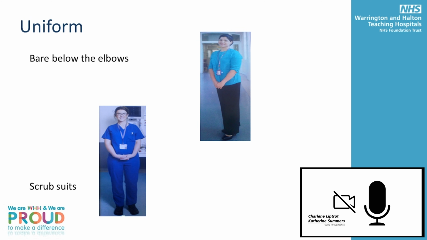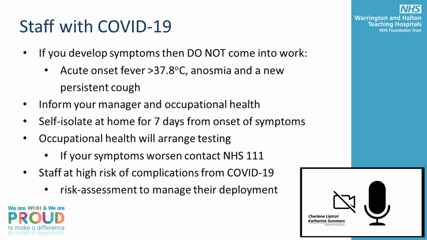Staff with COVID-19: if you develop symptoms, then do not come into work. Symptoms include acute onset of fever more than 37.8 degrees Celsius, loss of taste or smell, and a new persistent cough. Inform your manager and occupational health. Self-isolate at home for 7 days from onset of symptoms. Occupational health will then arrange testing. If your symptoms worsen, contact NHS 111.